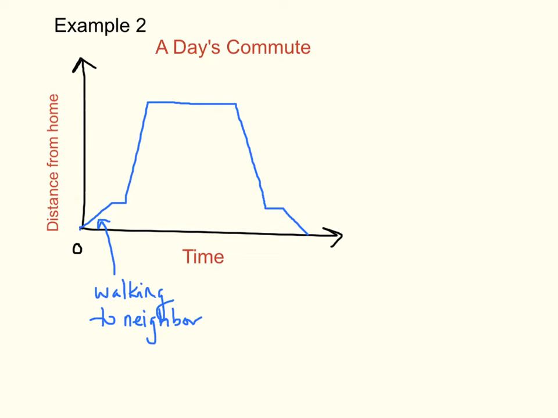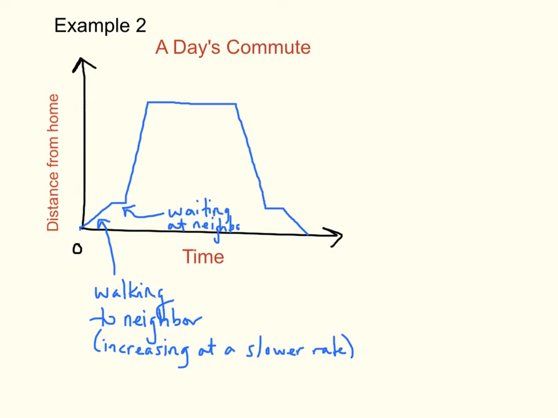Now, he's actually increasing at a slower rate, or a slower speed. What happens here? He's probably waiting at his friend's house. Waiting at his neighbor's house. Now, they get in the car to school. Now, obviously, you'd probably write increases at a faster pace.